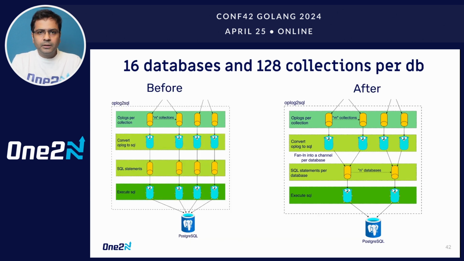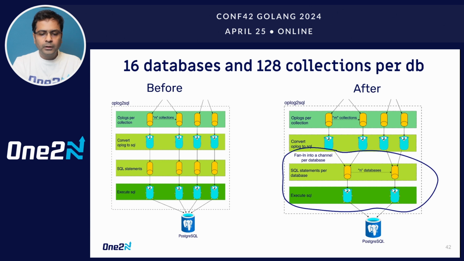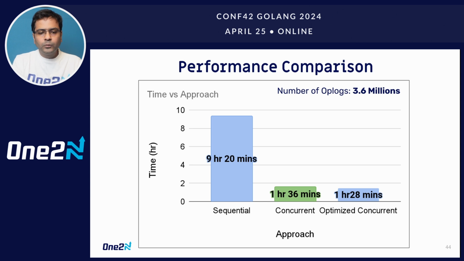So if you consider 16 databases and 128 collections per database, before we had a massive fan out where we would end up with 2048 database connections. On the right side, after the modification, we are fanning them in again per database. That means we have only 16 connections to the database. So we don't create massive database connections and cause the database to hang and perform slow, but we instead create only 16 connections.